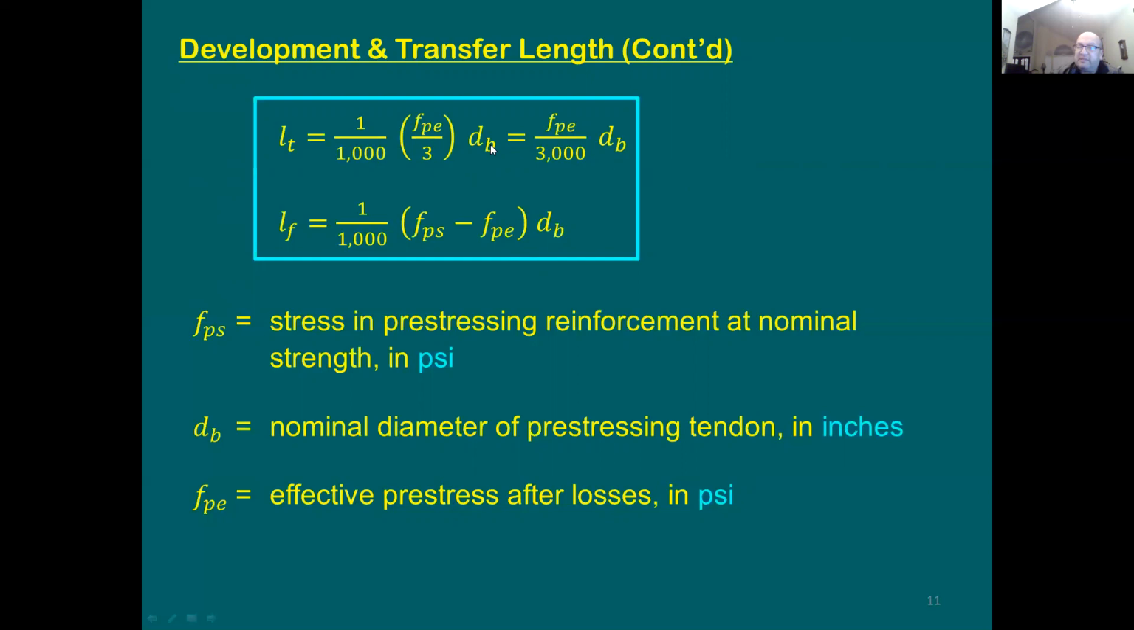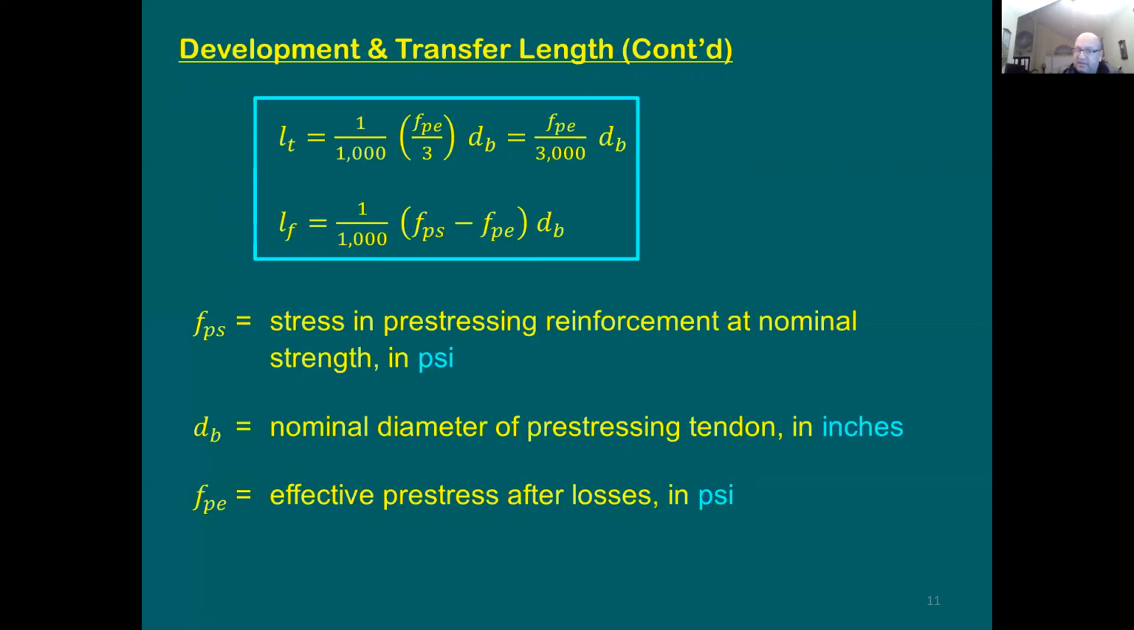The equation here can be simplified. I can say it's going to be equal to FPE divided by 3000 times dB. I have also another equation here for the flexure length. For the flexure length, it's going to be equal to the difference between the FPS, which is the nominal stress in the strand for the design value, and FPE, which is the effective pre-stress. You divide by 1000 to put it in KSI. And then after this, you multiply by D sub B, the diameter of the pre-stress strand.